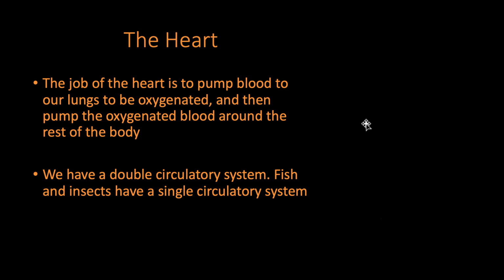Okay, so the heart. Moving on, the job of the heart is to pump blood to our lungs to be oxygenated, and then pump that oxygenated blood to the rest of the body. We have a double circulatory system, whereas fish and insects have a single circulatory system. So let's take a look at the structure of the heart now.